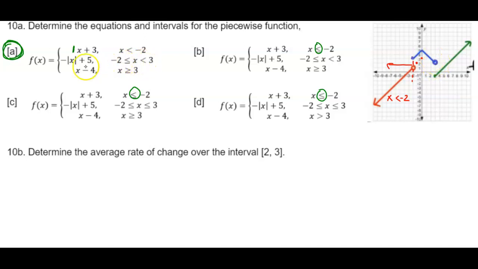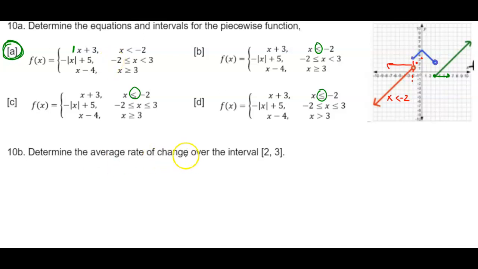Between -2 and 3. And the next one, number 4, is that green piece. This one has a closed dot at 3 and then goes to the right. So that one should be x is greater than or equal to 3, which is correct here. So our answer for part A is A.